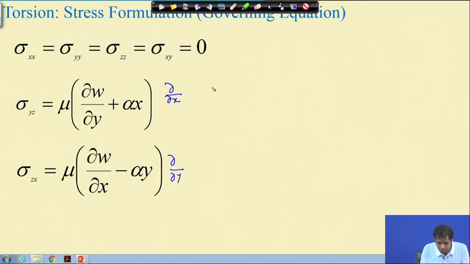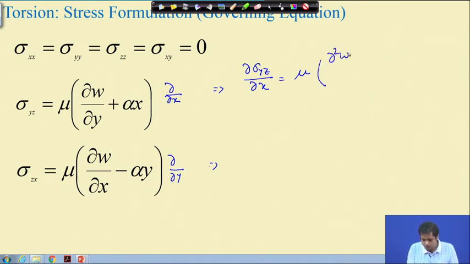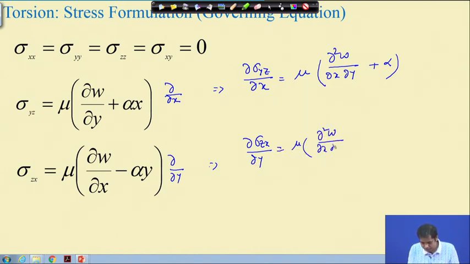So, if we do that, we have del sigma yz by del x equal to mu times del 2w by del x del y plus alpha. And similarly, this equation gives us del sigma zx (or xz) by del y equal to mu times del 2w by del x del y minus alpha. Now, let us take this as equation number A, and this as equation number B.